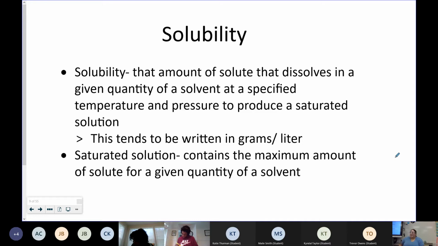Solubility tends to be written in grams per liter or grams per milliliter. And what it means by a saturated solution, whenever something is saturated, it contains the maximum amount of solute for that quantity of a solvent. So it's dissolved as much as it possibly can, and it cannot dissolve any more at that given temperature and pressure.